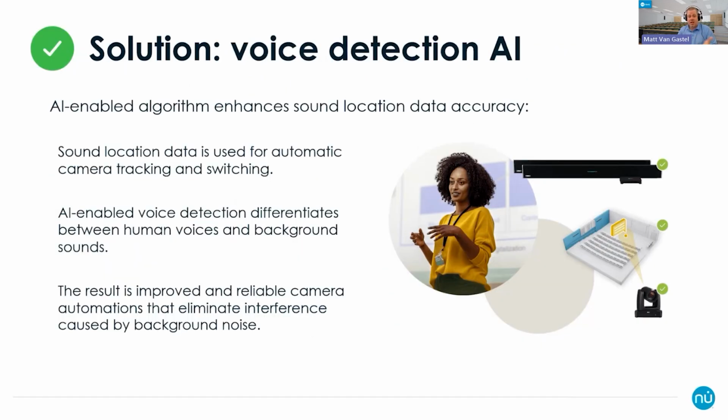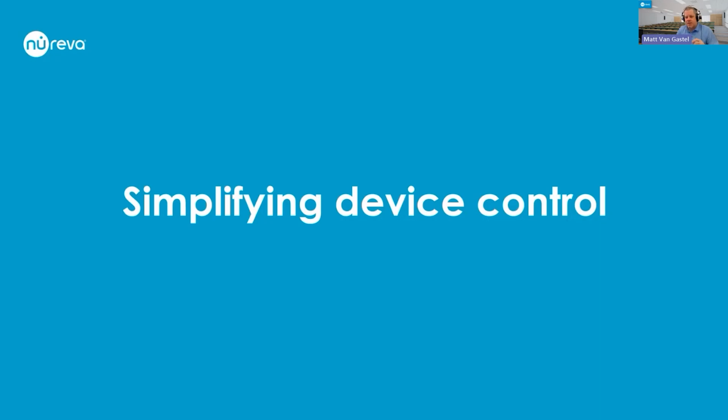Voice detection AI. An AI-enabled algorithm enhances sound location data accuracy. This sound location data is used for automatic camera tracking and switching, as you may know. But what we're doing here is we've got AI-enabled voice detection to differentiate between human voices and background sounds. So we're staying locked on the presenter. We're not providing extraneous sound location data when you get a whack in the room for something hitting the floor, or perhaps outside you've got that manufacturing happening. So the result is improved and reliable camera automation, and that eliminates interference caused by background noise. Works extremely well.